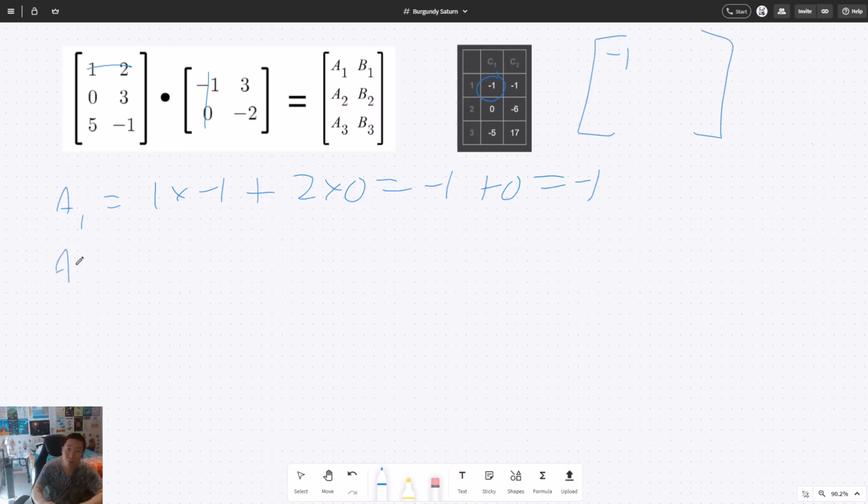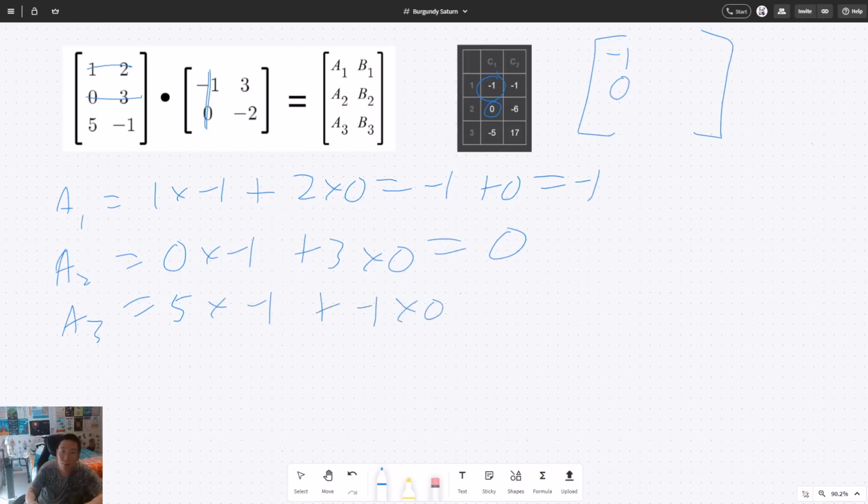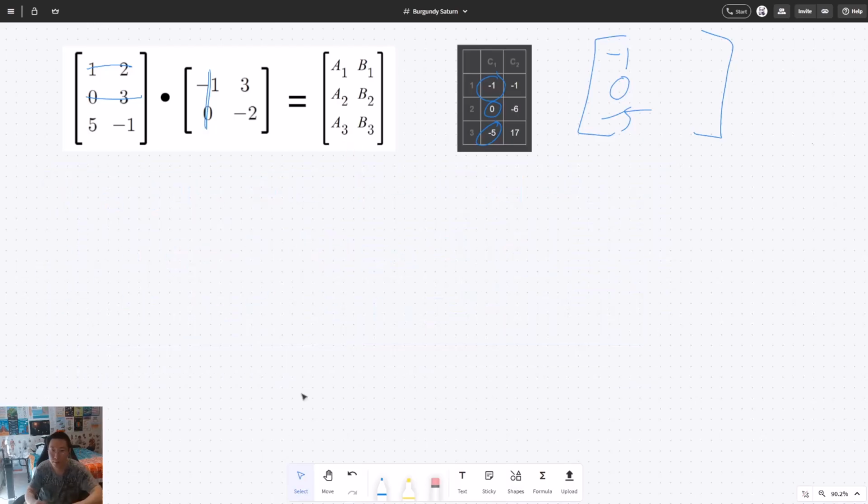Okay. So A2, simple. We have the second row times the first column. So we have 0 times -1 plus 3 times 0, which is just 0. So we have 0 right there. For A3, we have 5 times -1 plus -1 times 0, which is -5 plus 0, and we have -5 here.